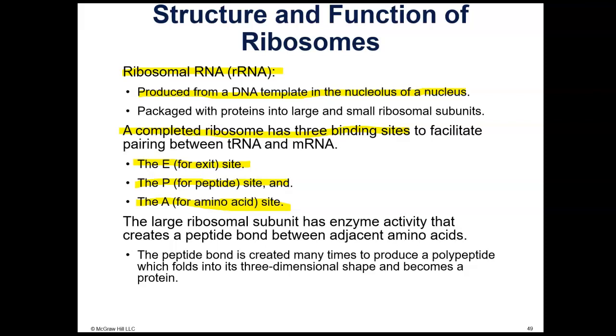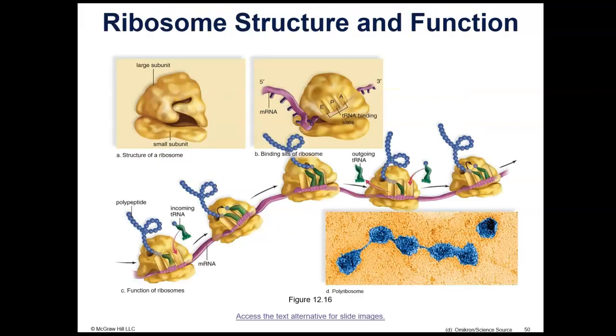Okay, so a completed ribosome has 3 binding sites. It has an E site for exit, a P site, which means peptide, and an A site, which means amino acid. So when the transfer RNA comes in and adds the amino acid, it does so at the A site. Then that amino acid is moved to the P site, and it becomes part of the growing peptide. And then the E site is for when the transfer RNA exits the ribosome. So a picture helps a lot to understand that.